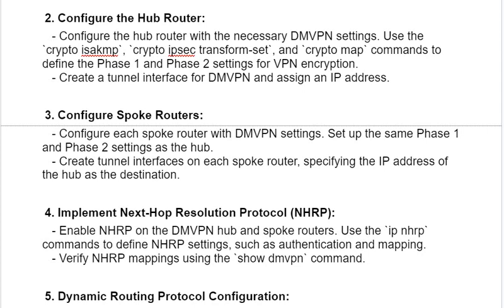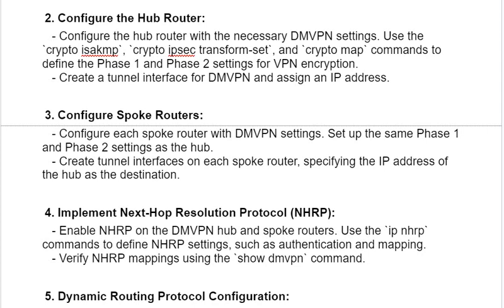Our third solution is configure spoke routers. Configure each spoke router with the DMVPN settings. Set up the same phase 1 and phase 2 settings as the hub. Create tunnel interfaces on each spoke router, specifying the IP address of the hub as the destination.